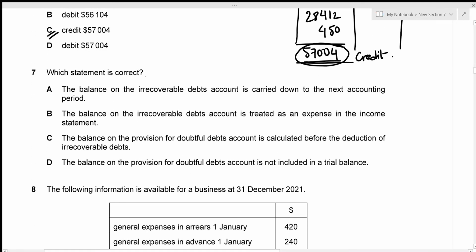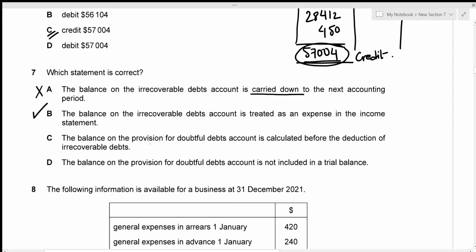Which statement is correct? The first one is that the balance on the irrecoverable debts account is carried down to the next accounting period. That's incorrect because the balance on the irrecoverable debt is actually treated as an expense, which seems to be given in our option B. So that's going to be the correct one. Let's just look at option C and D as well.